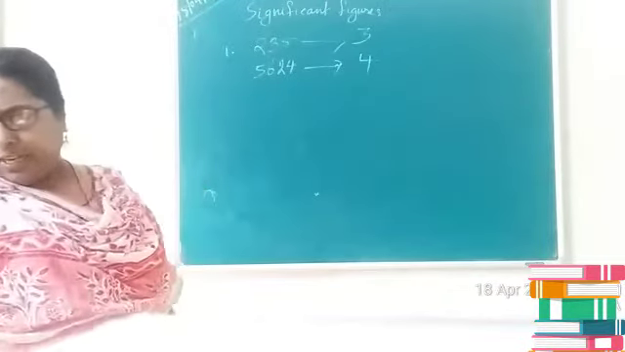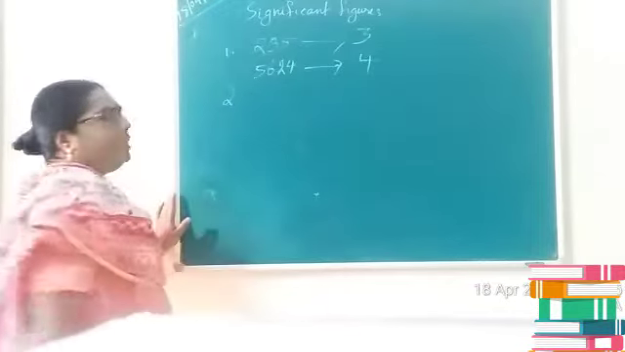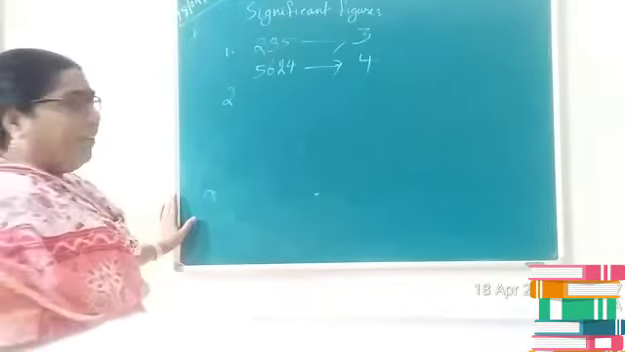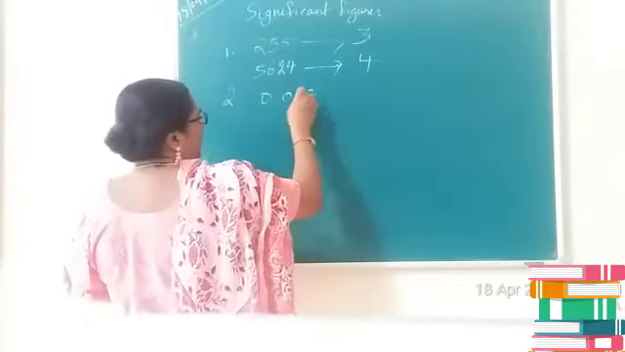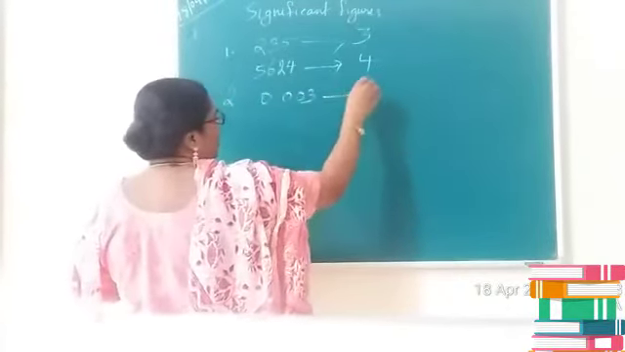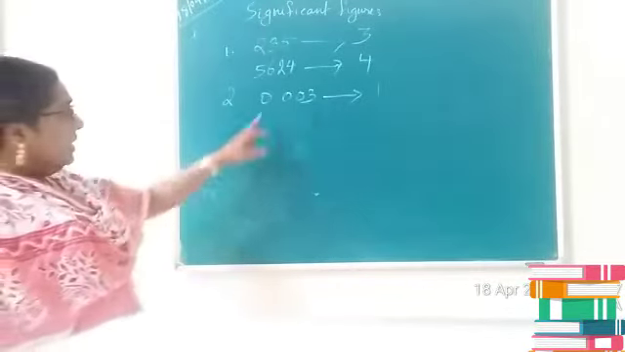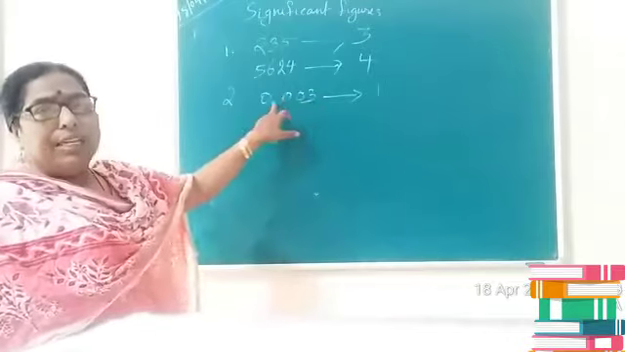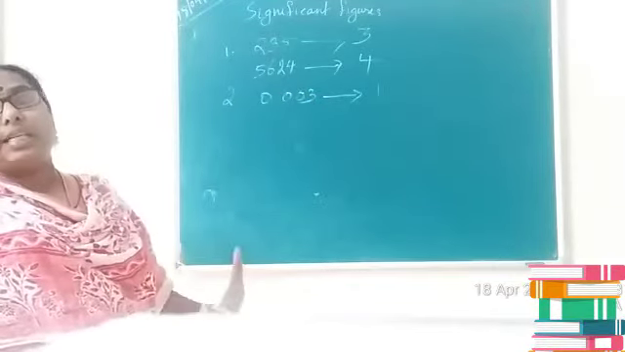The second one, the zeros preceding the first non-zero digit are not significant. For example, if you consider 0.003, 0.003 means it is having only one significant figure. Zeros preceding the first non-zero digits are not significant.